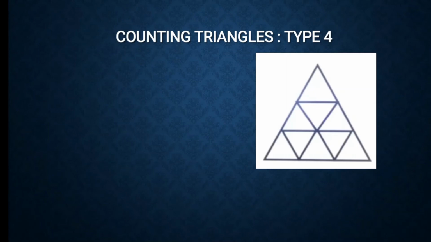Here you are given a symmetric figure, as in from all the sides it will look the same. As you can see, if you turn the figure, you will get the same figure if you keep it on different edges. So this is a special case. This is a symmetric figure of a triangle. Now to count the number of triangles, how will you count it?